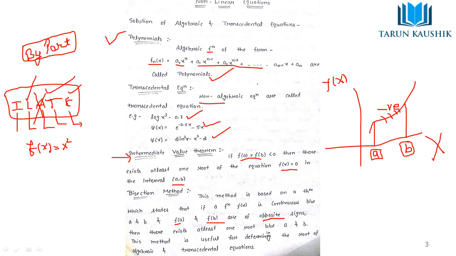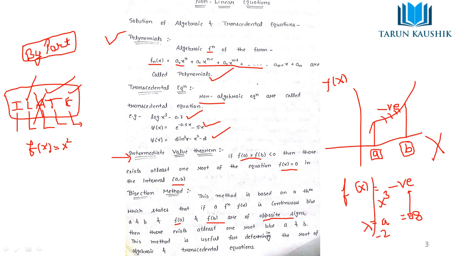That means, suppose for f of x, the value of f of x at x equals a is negative. I am not saying equal or opposite value, I am saying sign. For example, if f of x is equal to x cube, at x equals minus 2 the value of the function comes out to be minus 8. So I am not saying the value, just see the sign. Here the sign is negative.